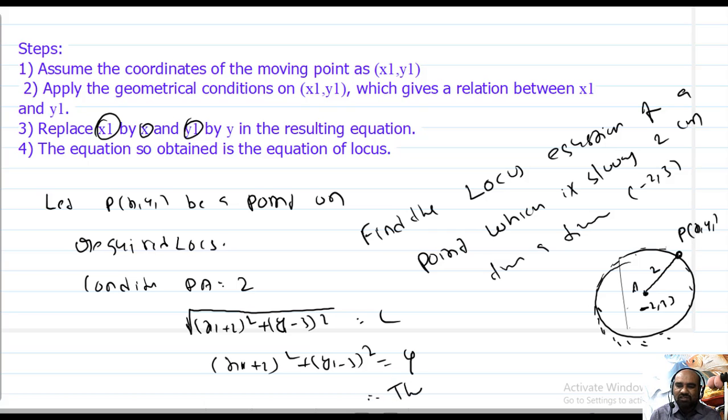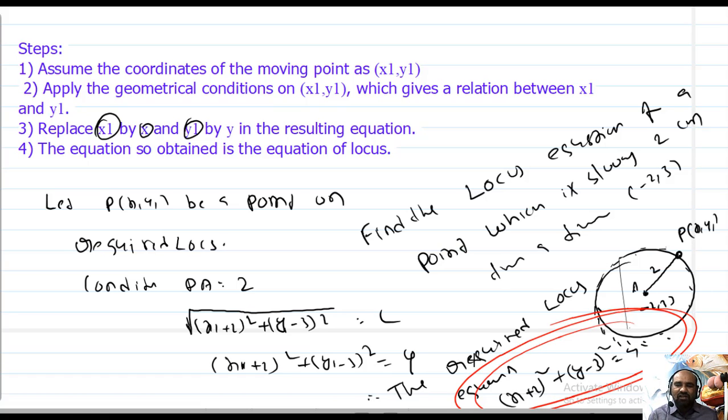So what should we write at last? Therefore, the required locus equation, that is a better word, the required locus equation is (x plus 2) whole square plus (y minus 3) whole square equal to 4. Sometimes you need to simplify this. This is the locus equation. In this way, you can find the locus equation of any point.